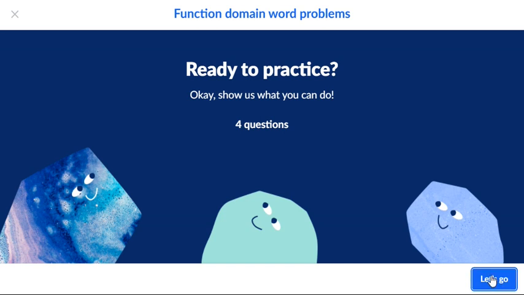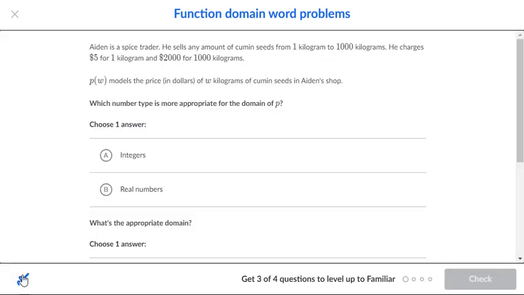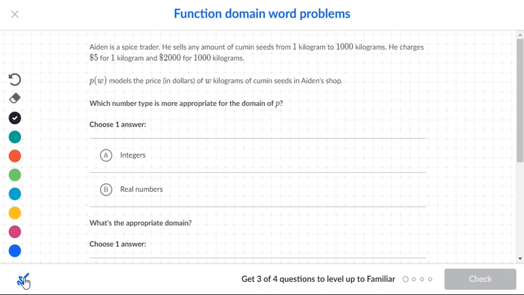Function, domain, word problems. Okay, Aiden is a spice trader. He sells any amount of cumin seeds from 1 kilogram to 1,000 kilograms. He charges $5 for 1 kilogram and $2,000 for 1,000 kilograms.